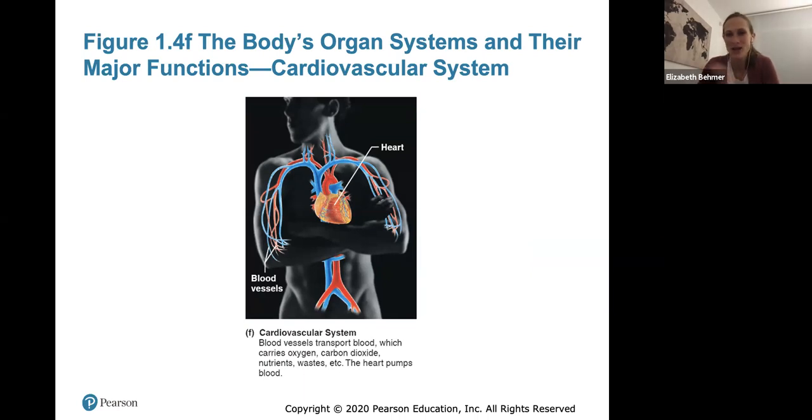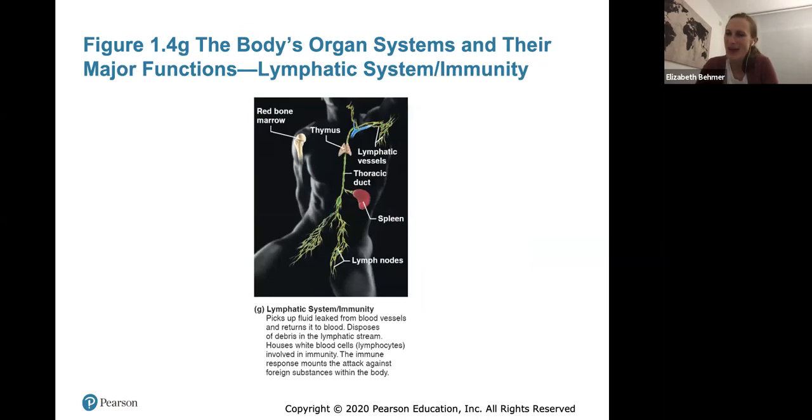It consists of your heart and blood vessels. The lymphatic system, we also kind of combine that with your immunity or immune system because it picks up fluid leaked from the blood vessels and returns it to the blood. It disposes of extra debris in the lymphatic stream, and it houses white blood cells, which are involved in immunity, so attacking anything foreign. I kind of think of your lymphatic system as your body's defense system, but also kind of the catch-all system. So anything else that's leaking out, the lymphatic system takes in all this extra fluid that's leaking from blood vessels.